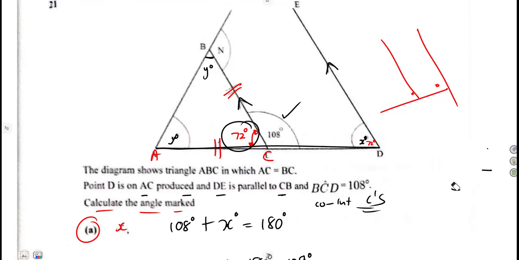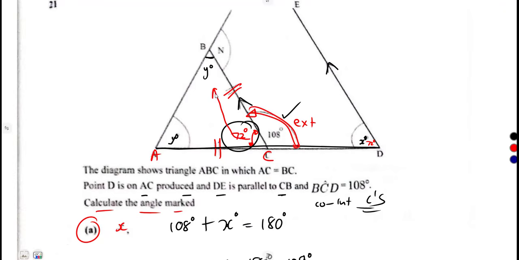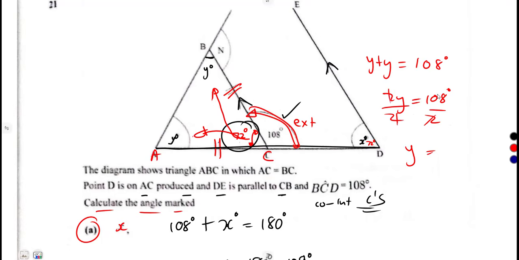So you're going to find the value of y from there, or you can use the exterior angle concept. 108 is the exterior angle. It is equal to the sum of the opposite interior angles. So y plus y is equal to 108. The sum of opposite interior angles is equal to the exterior angle. So 2y is equal to 108. Another way. So simply divide by 2. So y is equal to 54 degrees. So that was another way.